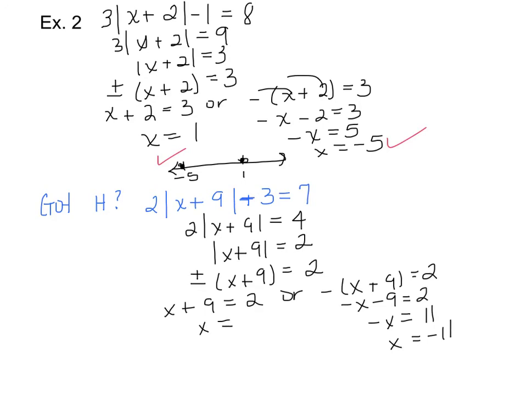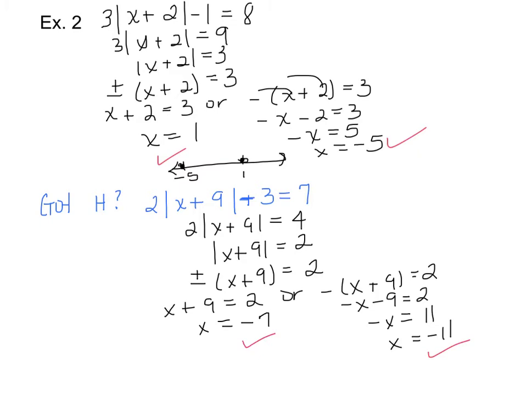So, after isolating the variable, you're able to set up your two equations. And then on the left side, you get x equals negative 7. On the right side, x equals negative 11. And always make sure you go back and check your answer. You don't have to show the step, but make sure you do check. And in this case, both solutions work.